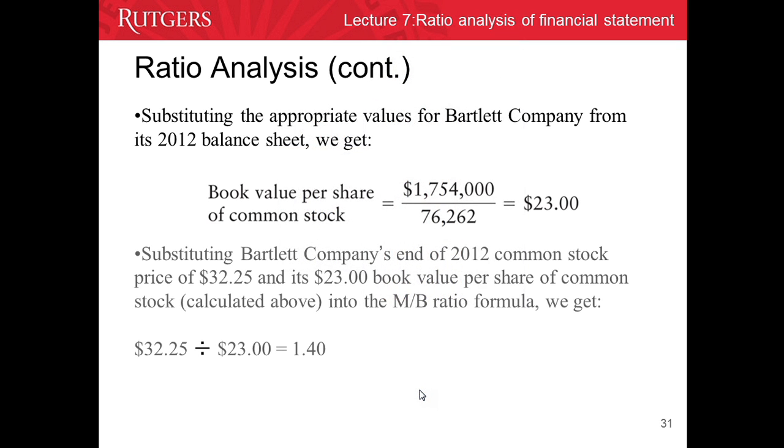Then we get the book value per share of common stock equals $23. If we still assume that the company's end of 2012 common stock price is $32.25, then we divide it by the book value per share of common stock, which is $23. Then we get the market to book ratio equals 1.4.